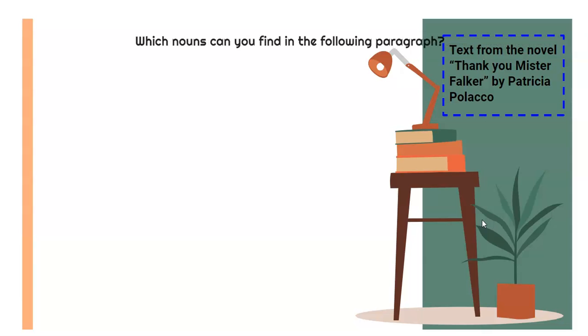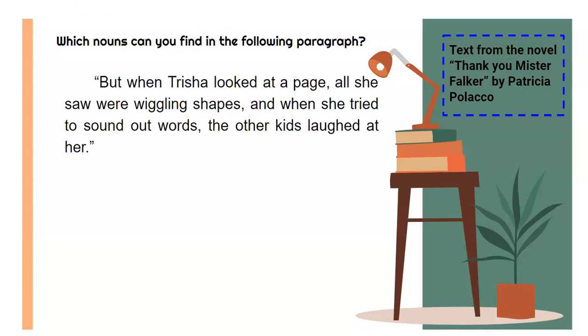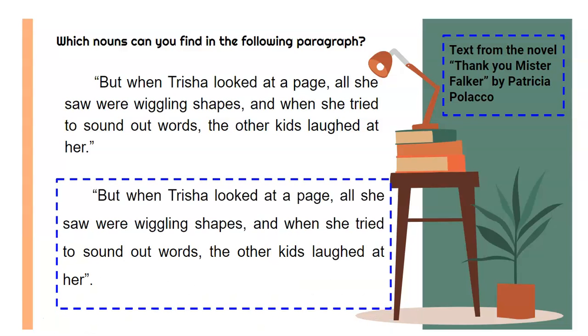Now we're going to see an example. Which nouns can you find in the following paragraph? This paragraph is from the novel that we're reading. It says, but when Trisha looked at a page, all she saw were wiggling shapes, and when she tried to sound out words, the other kids laughed at her. Now, which would be the nouns here? Let's stop for a minute so that you can think.